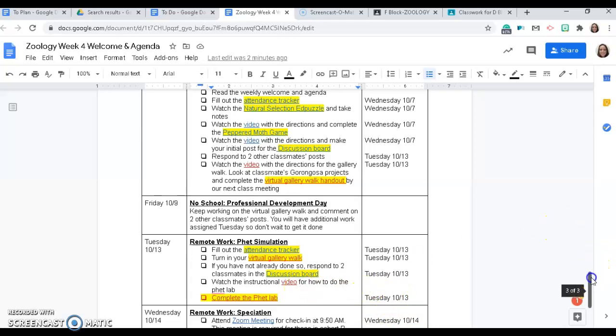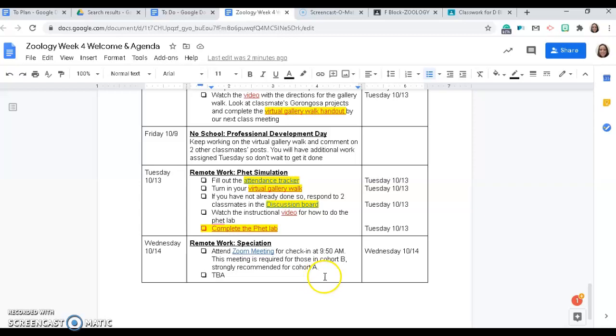Cohort B people, I do ask that you do come to the next Zoom meeting, which is on Wednesday the 14th at 9:50 a.m. so we can review the results of your PhET lab and the analysis and go over those things. Just since I won't be seeing you until the next following Friday, I want to quickly check in with you about that lab.